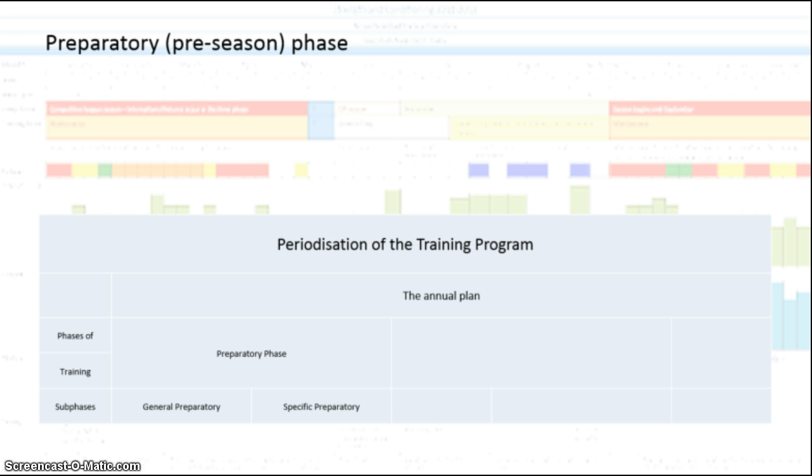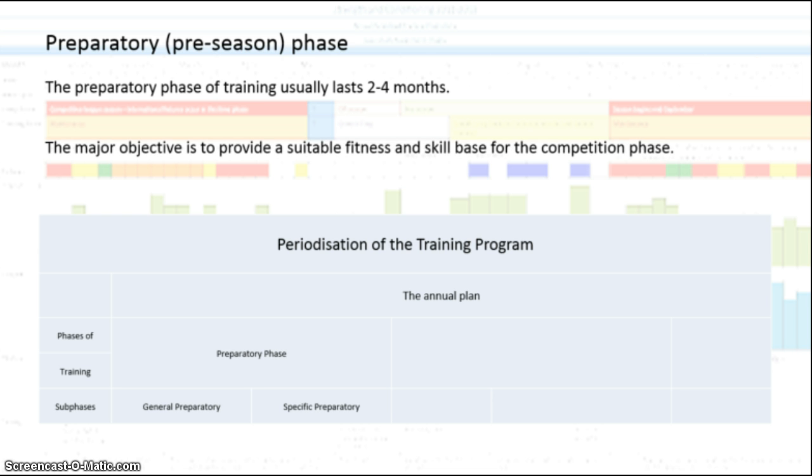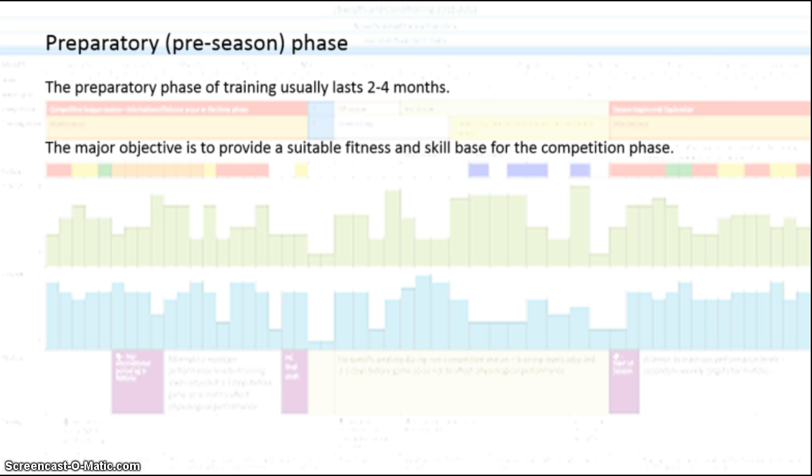The preparatory phase of training usually lasts 2 to 4 months. In this phase of training, the major objective is to provide a suitable fitness and skill base for the competition phase. The preparatory phase can be further divided into 2 sub-phases. The general preparatory phase. This sub-phase is concerned with obtaining a general fitness base and developing the main physiological requirements of the athlete's sport.